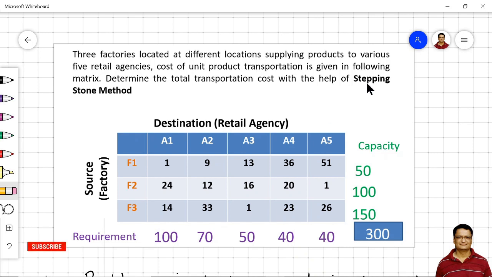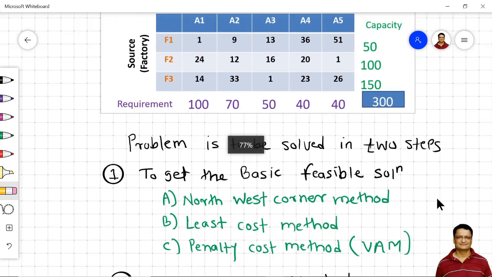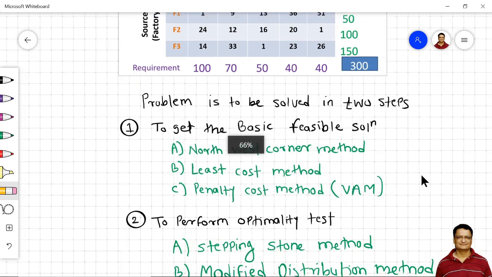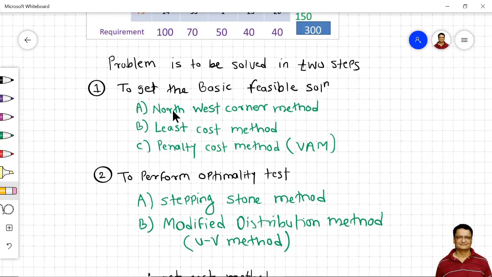Now before we solve this problem with the help of the stepping stone method, we need to acquire the basic feasible solution. So this problem has two steps. The first step is to get the basic feasible solution. This basic feasible solution can be obtained with the help of either the northwest corner method, least cost method or penalty cost method. What is a basic feasible solution? A basic feasible solution is the solution which satisfies all the demand constraints and supply constraints.